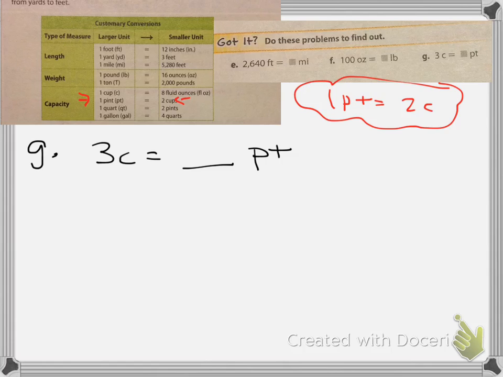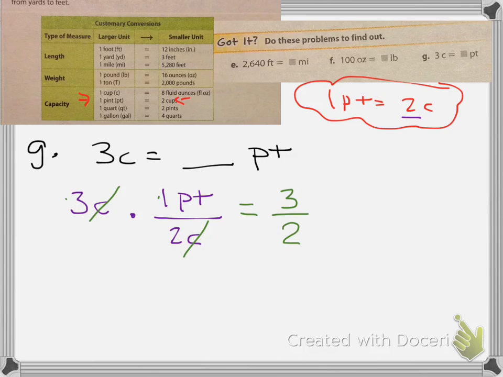Perfect. Now let's go ahead and write our problem out. So we have 3 cups times, remember cups has to go on the bottom, so 2 cups will go on the bottom, over 1 pint. And remember the whole purpose of this was so that we could cross simplify out those cups. And then we're going to go ahead and just multiply straight across. 3 times 1 is 3.